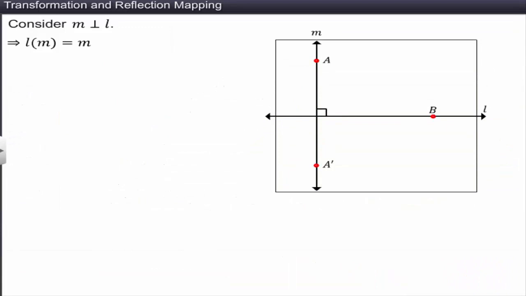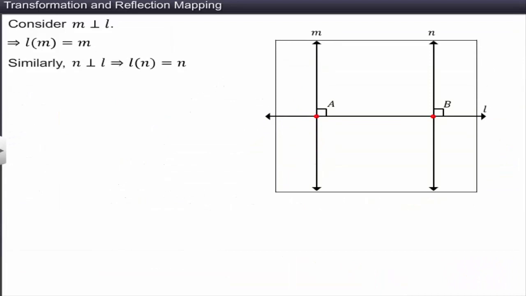This is because the reflection of any point A on the line is a point A' which is on the line itself, and vice versa. Similarly, the reflection of line N in line L is line N itself. Thus, we can conclude that line L and any line perpendicular to it are fixed lines.